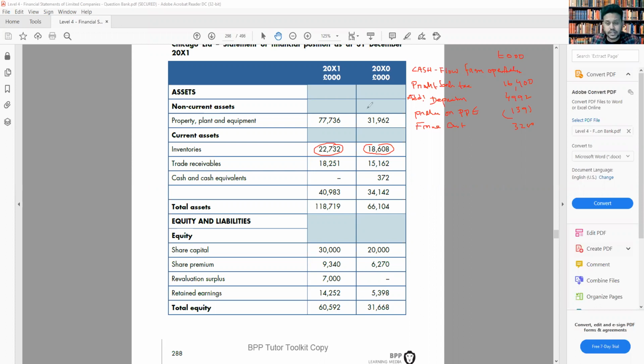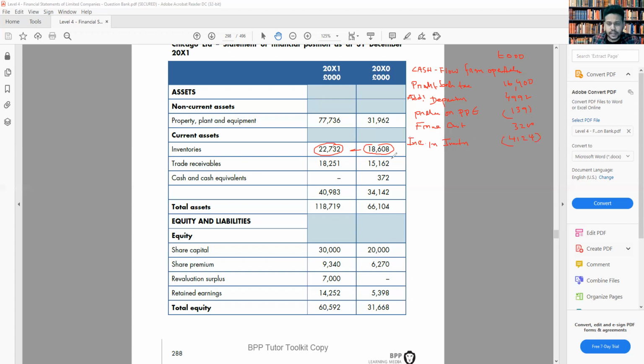So you have to find the difference. We say increase in inventory because it's increasing. Last year it was 18, this year it is 22. The difference between these two is 4,124, and that is minus because it is increasing. That means money is going. I have purchased more inventories, so money is going from me.